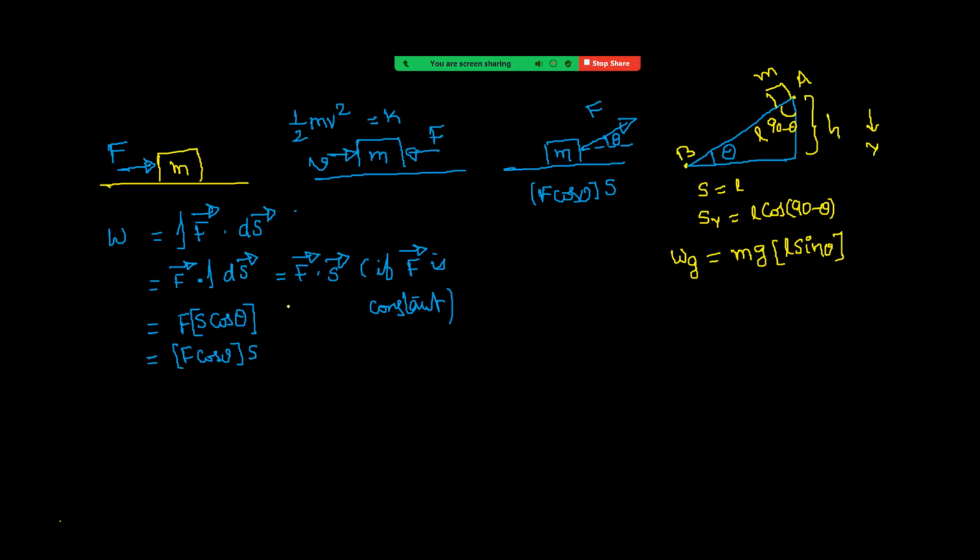And see, here one more thing we can say from the definition, F bar dot S bar. Coming to force, it is frame independent. We have learned that force is frame independent, meaning in any frame, force will be the same. But coming to displacement, it depends on the frame. Okay. That means work done depends on the frame. Work done is frame dependent.